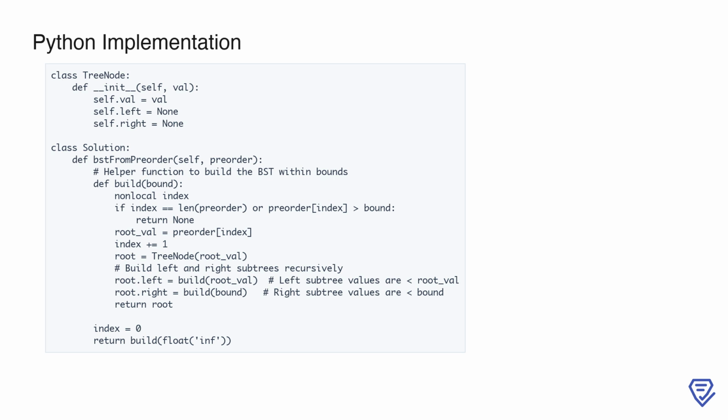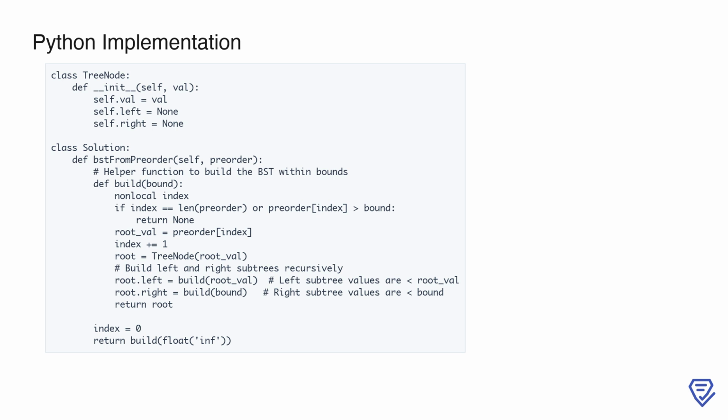3. Recursive helper function, build. The build function is a recursive helper to construct the BST using the preorder list. Base cases. If index exceeds the length of the preorder list, or the current value at index is greater than the bound, the function returns None. This ensures that the recursive construction respects BST properties.